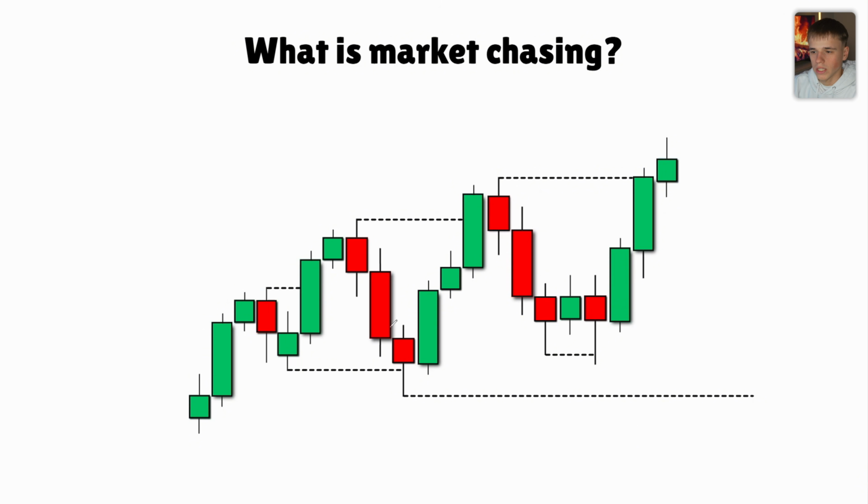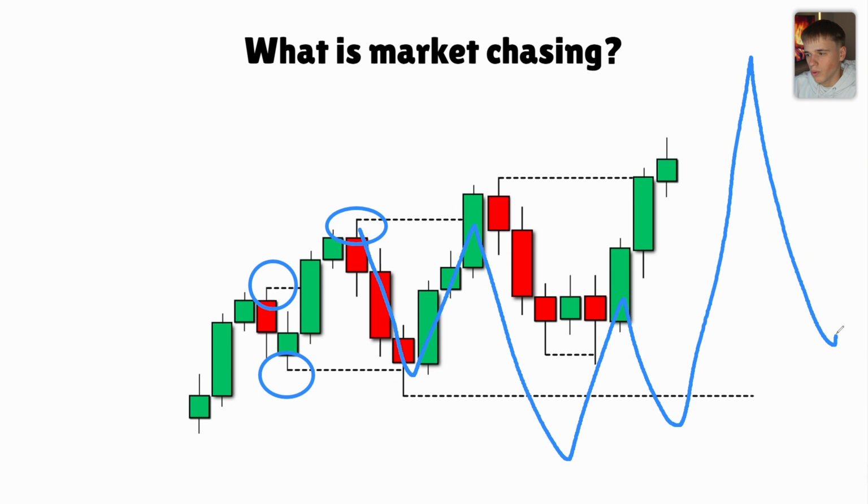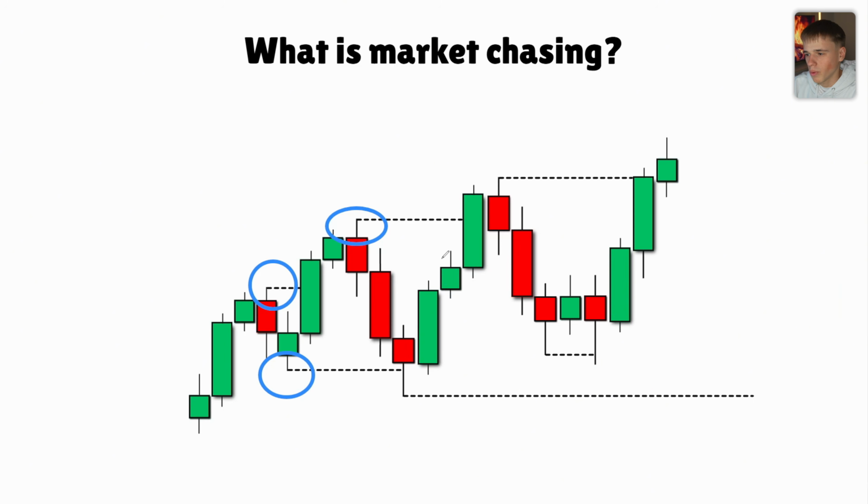But why is liquidity so important for us? Because on every single high and every single low in the market, there are going to be stop losses. And the market is always going to chase, it's going to go like this, up and down. It's kind of unpredictable when you look at it, but when you mark out every single high and every single low, they are very likely to always get swept.